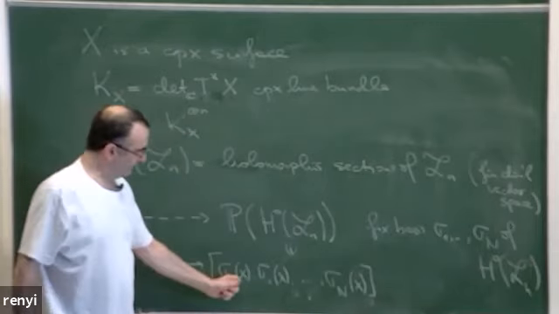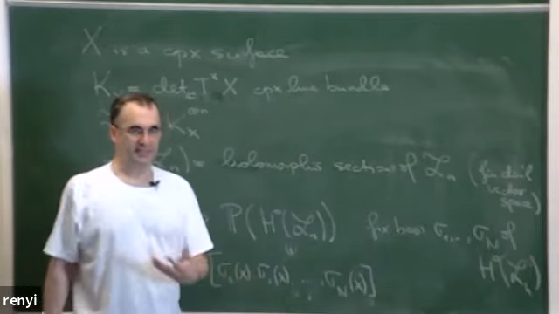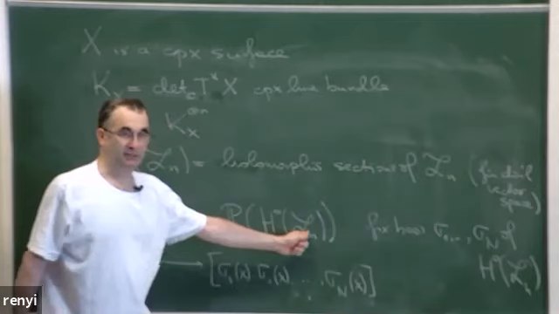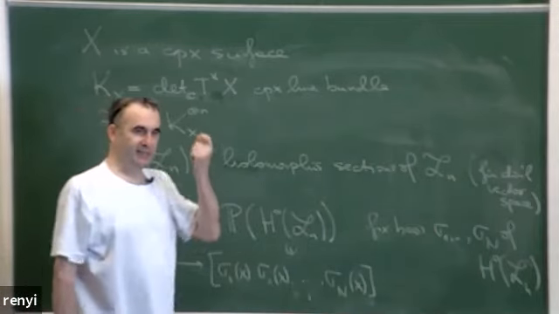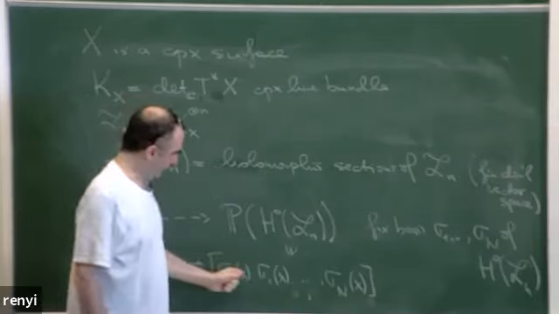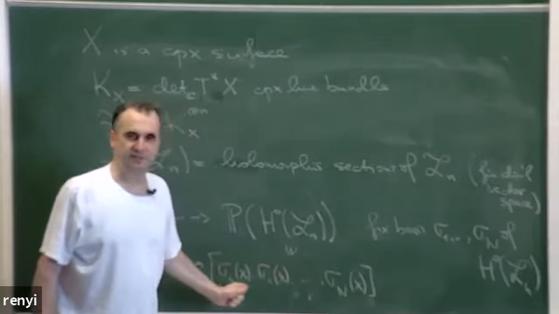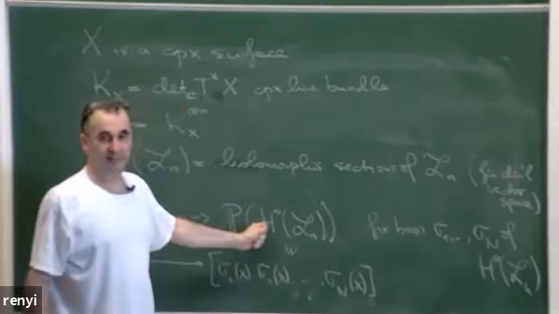Notice that the individual terms do not make sense. They live in a bundle, right? So these are not complex numbers, but they are in a complex line bundle. So the ratio does make sense. So it will be an element here.